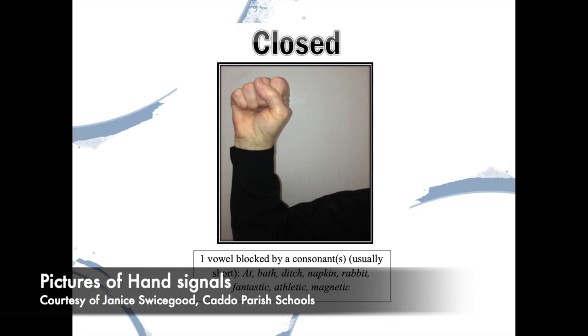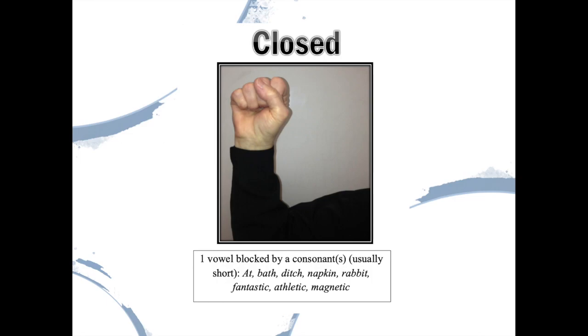The first syllable type we want to talk about is a closed syllable. Our hand motion for a closed syllable is just a closed fist. Closed syllables are characterized by one vowel blocked in by a consonant or consonants, and it usually makes that vowel sound short. Some example words: at, bath, ditch, napkin, rabbit, fantastic, athletic, magnetic.